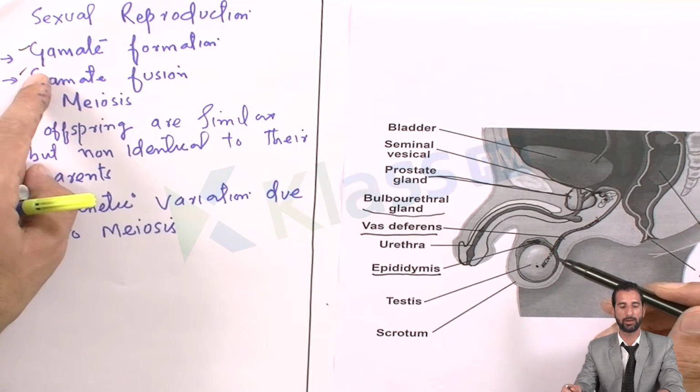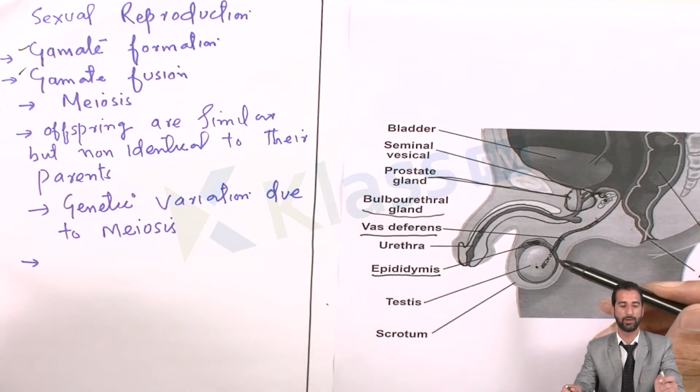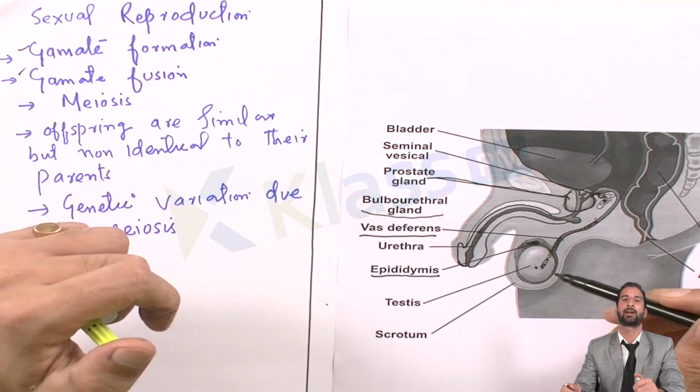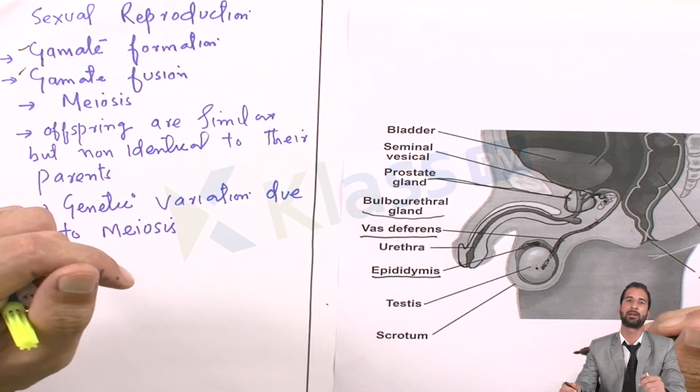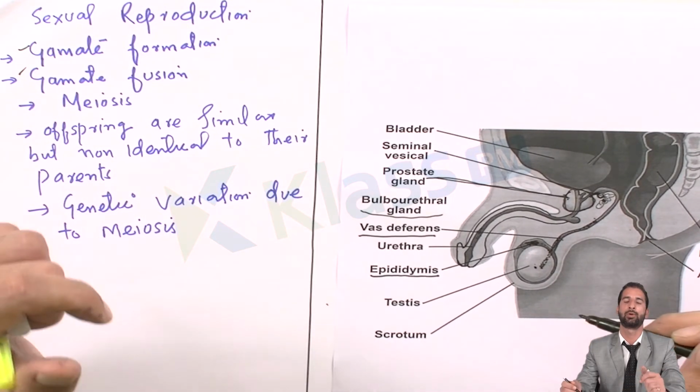Now, the second important aspect of sexual reproduction is gamete fusion. The fusion of the gametes takes place in different ways. The fusion of gametes is called fertilization. Fertilization means simply the fusion of the male gamete and the female gamete. In the case of humans, it is the fusion of sperm and ovum.